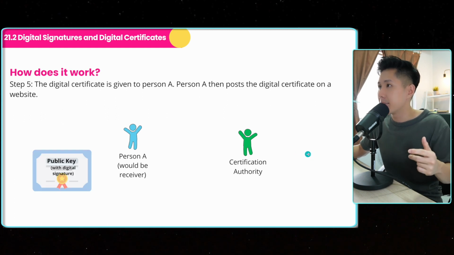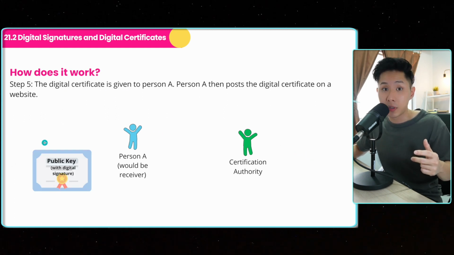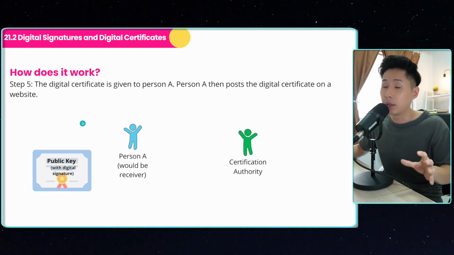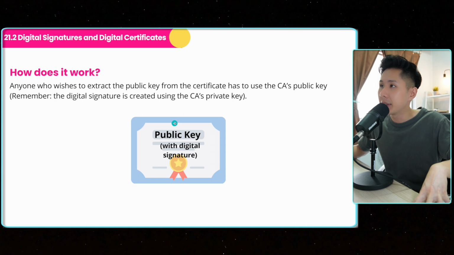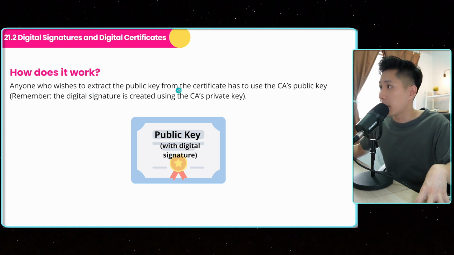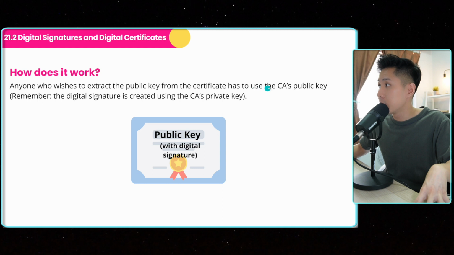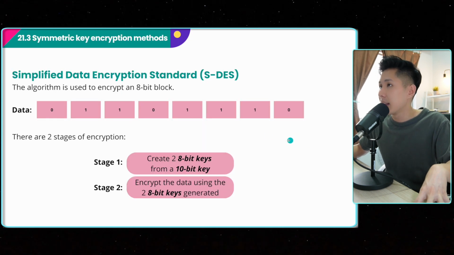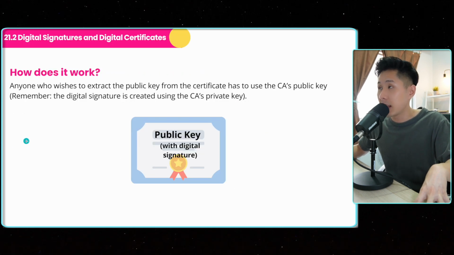Now, the digital certificate is then given to person A, and then person A will post the digital certificate on the website. Now, what happens when we want to send this person's data? Anyone who wishes to extract the public key from the certificate has to use the CA's public key. Remember, the digital signature is created using the CA private key. Alright, so that's the process.